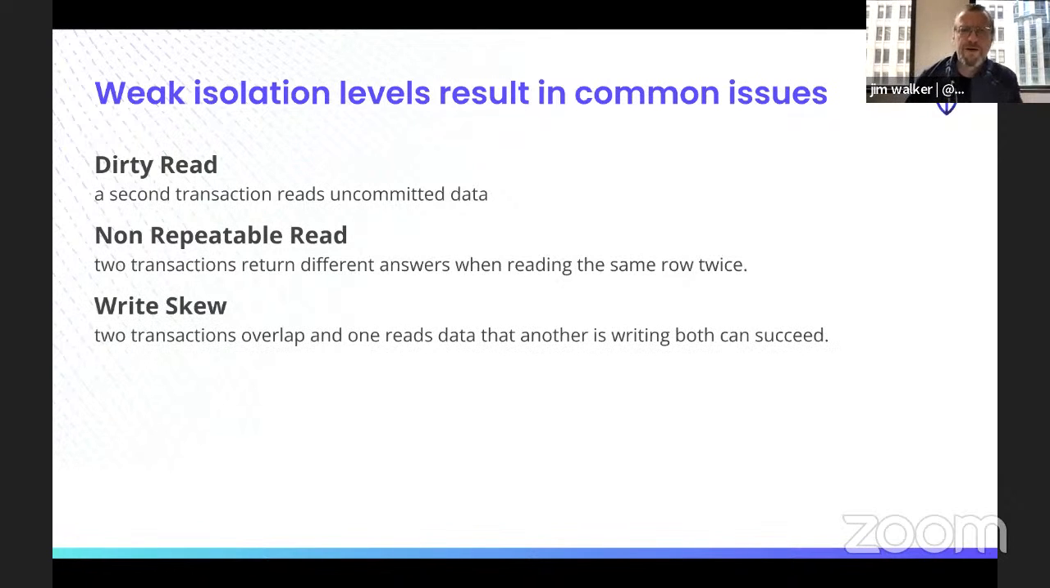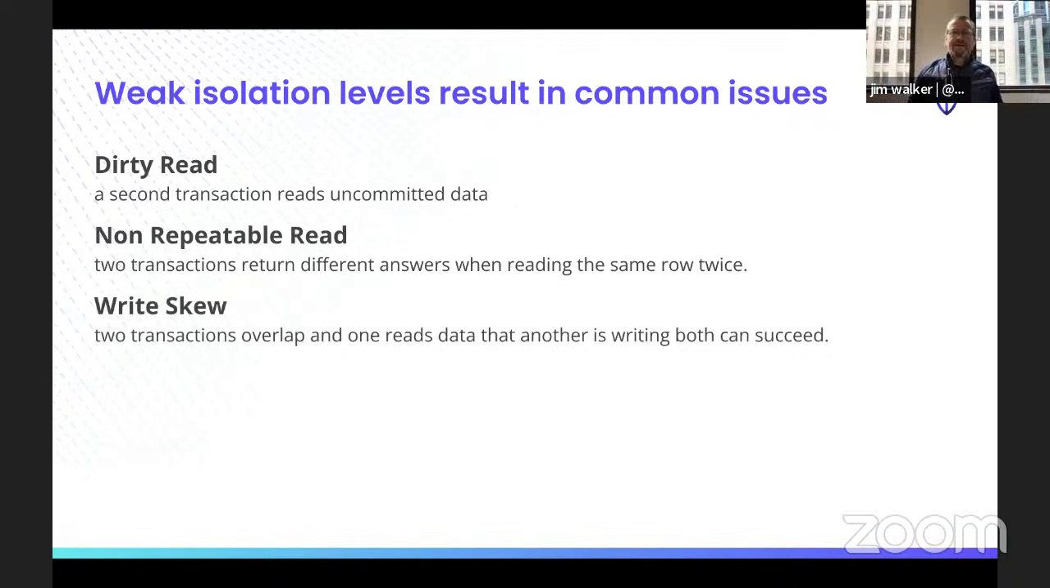Now there's the write skew, and we're going to talk a little bit about write skew in a little bit, but this is where basically transactions overlap and they're trying to do the same thing. And in the meanwhile, you're conflicting what you wanted to actually happen in the first transaction with something that happened in the second transaction, and you end up in a bad state.